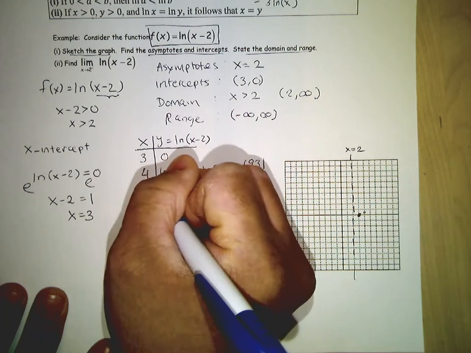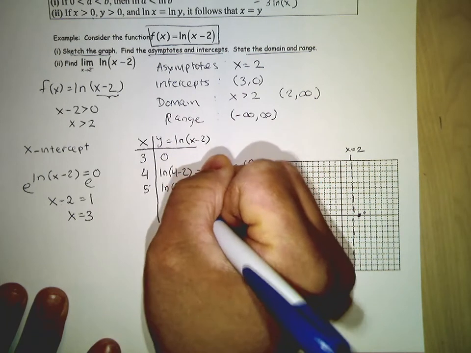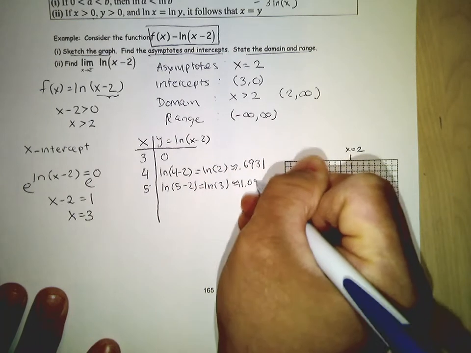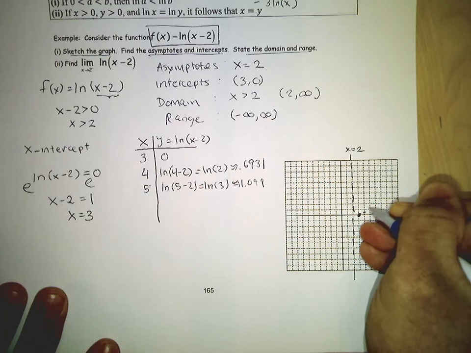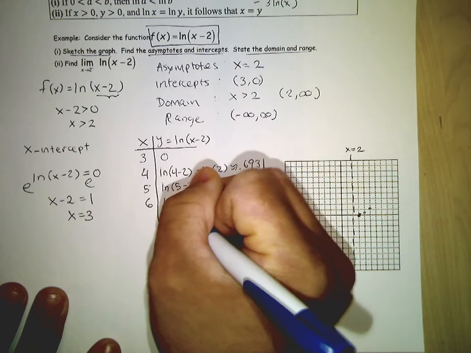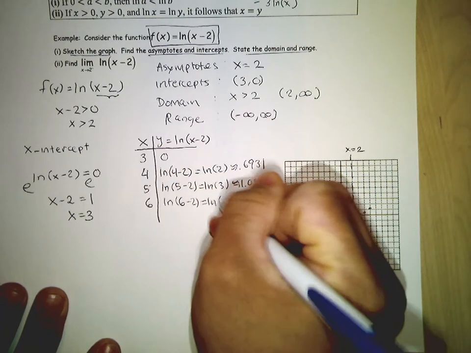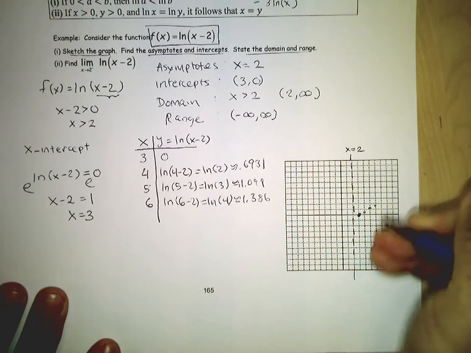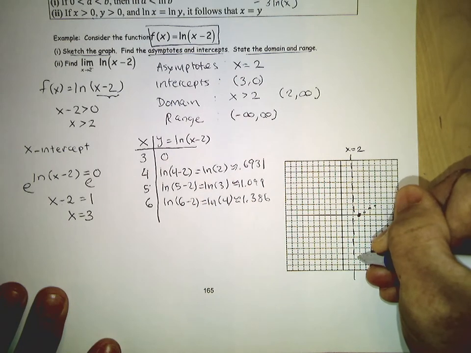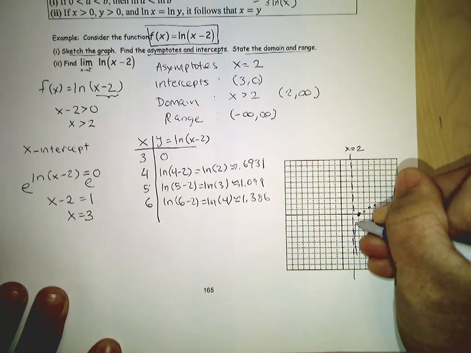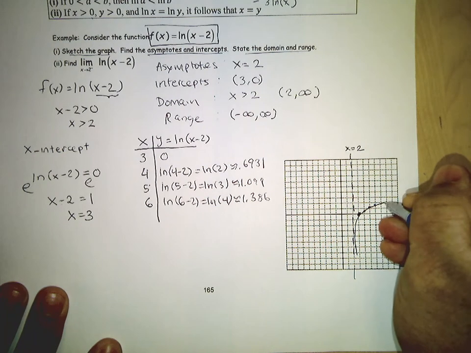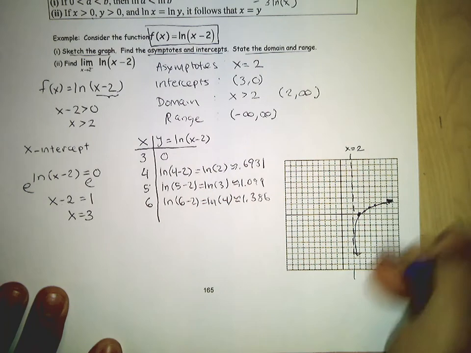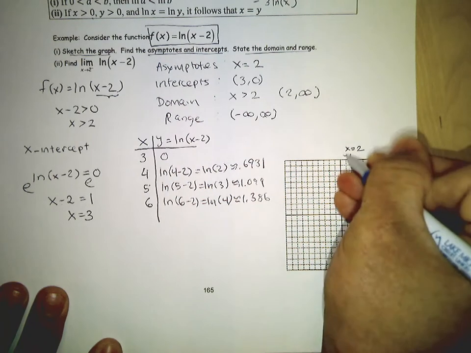All right, let's try 5. Natural log of 5 minus 2 is natural log of 3, so that's about 1.099. That's a little bit over 1. Then 6. Natural log of 6 minus 2 is natural log of 4, so that's about 1.386. So now I can go ahead and draw this graph here. All right, so x-axis, y-axis.